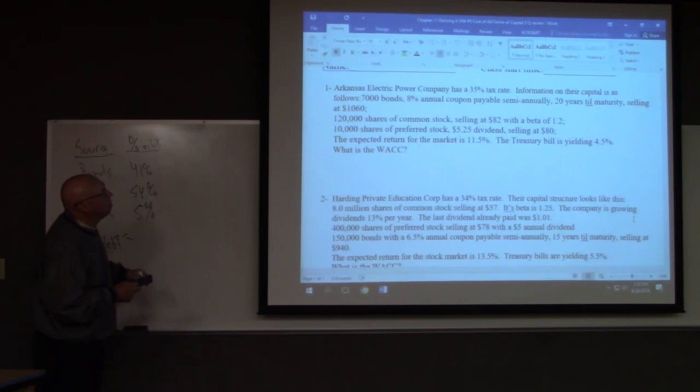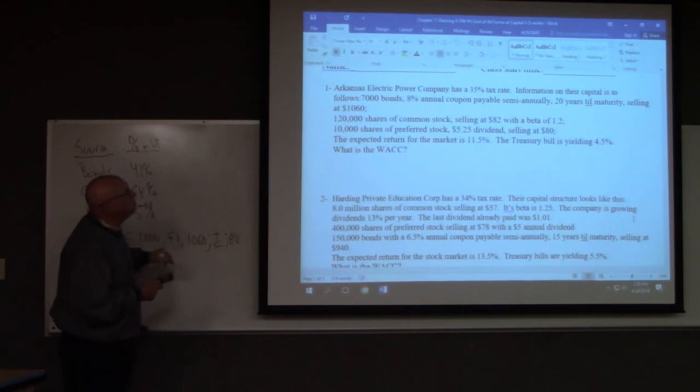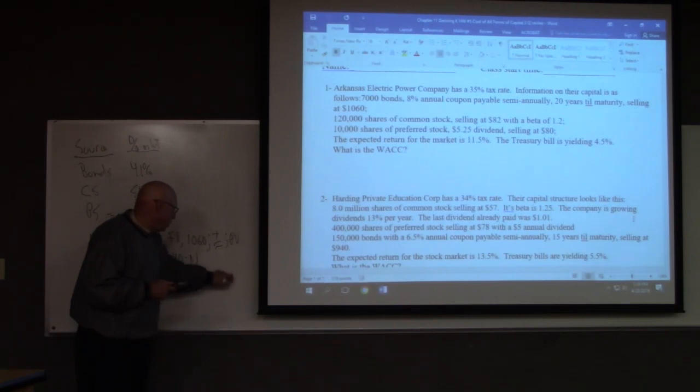All right, so 1,000 is our future value, and 1,060 plus minus is our present value. How often do they pay? Semi-annually. 20 times 2, 40 is our N, and 0.08 times 1,000 divided by 2, 40 is our payment.